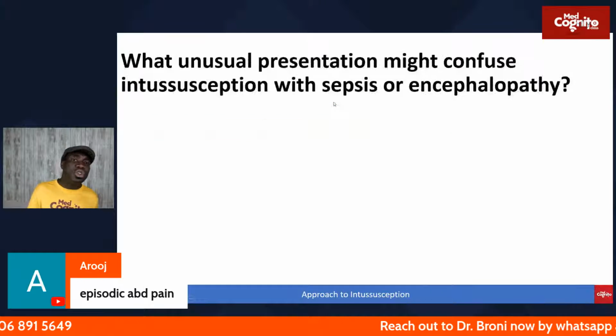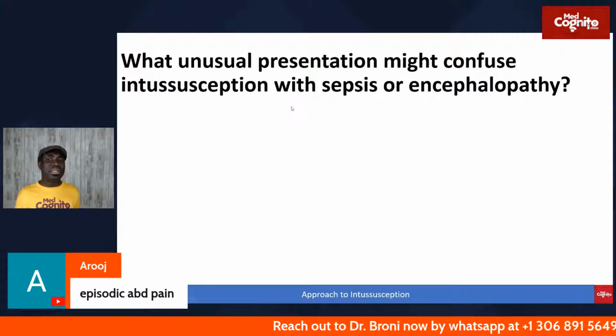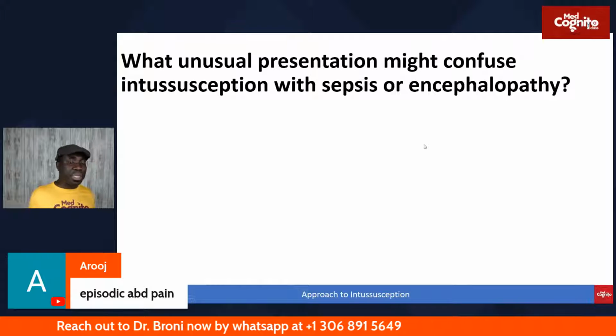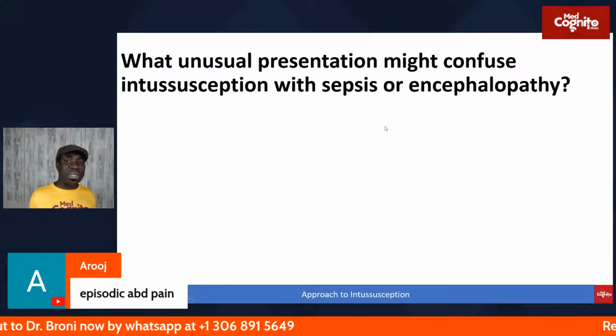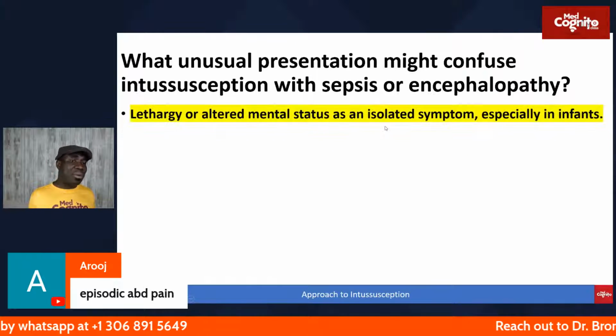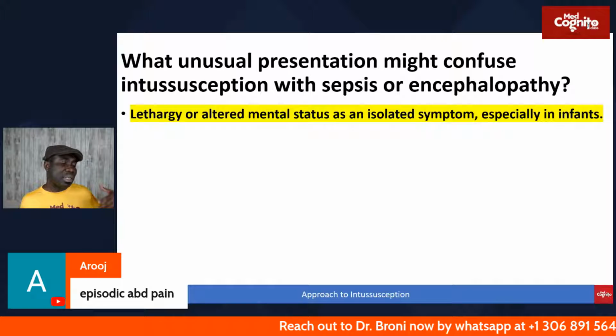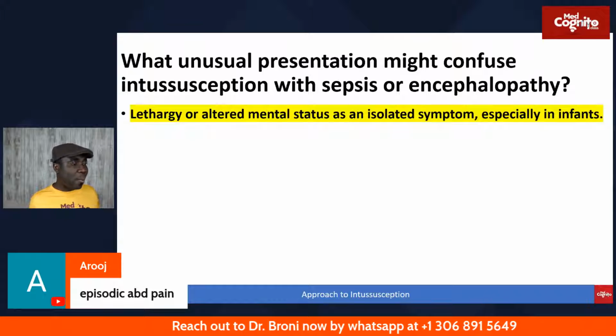Okay. What unusual presentation might confuse intussusception with sepsis or encephalopathy? I think that one is if the child becomes lethargic or has altered mental status as an isolated finding. Okay. Good.